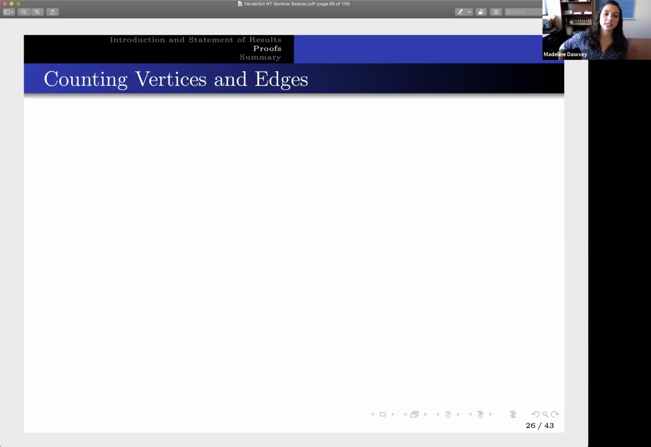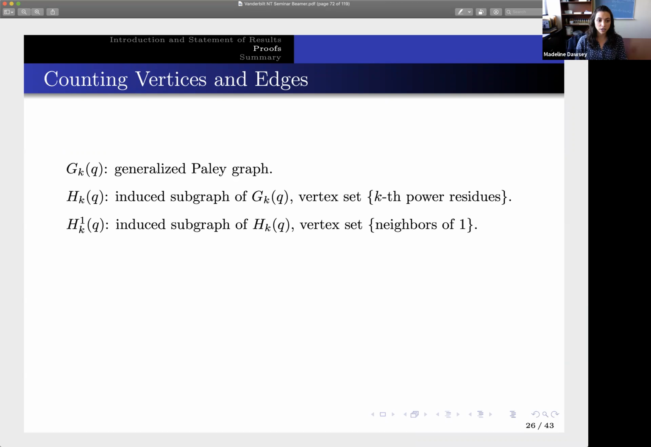Okay, so let me get into some of the proofs of these theorems. I'm going to talk first about just counting vertices and edges. This is a little bit of graph theory, but it's also going to get into a lot of hypergeometric function stuff that we know. It turns out to prove our theorems, we're going to need the generalized Paley graph as well as 2 subgraphs of the Paley graph. These are going to be really important.